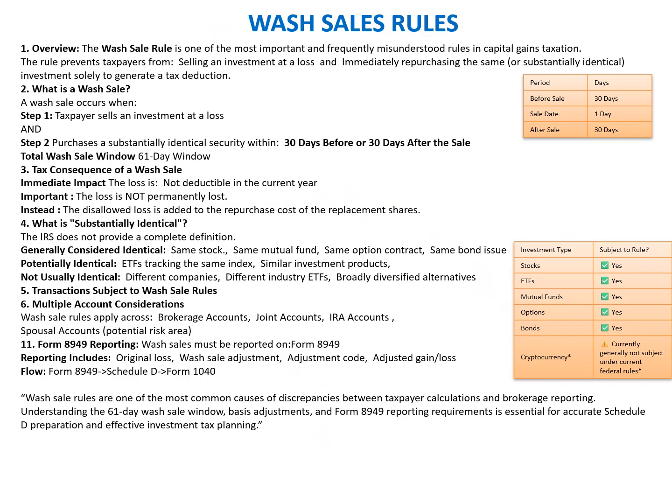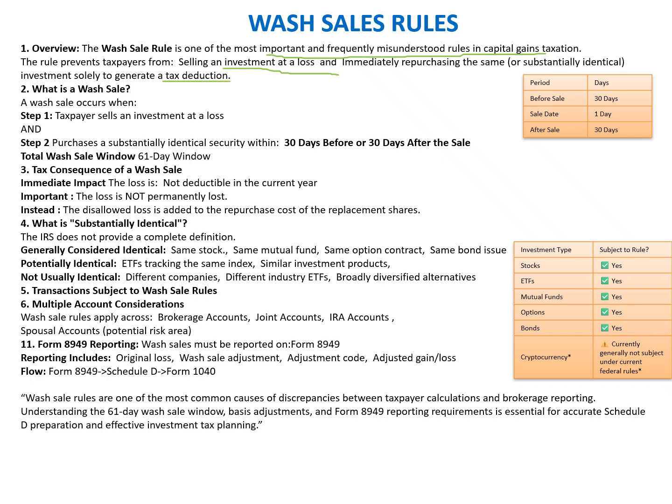Okay, so in the discussions we come across two things very often: wash sales, and second, the pass-through entity. So we'll talk about wash sales first. Wash sales are one of the most important and frequently misunderstood rules in capital gain taxation. The rule prevents a taxpayer from selling an investment at a loss and immediately repurchasing the same or a substantially identical investment solely to generate tax deductions.